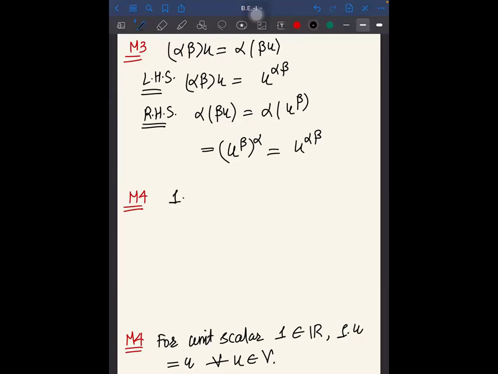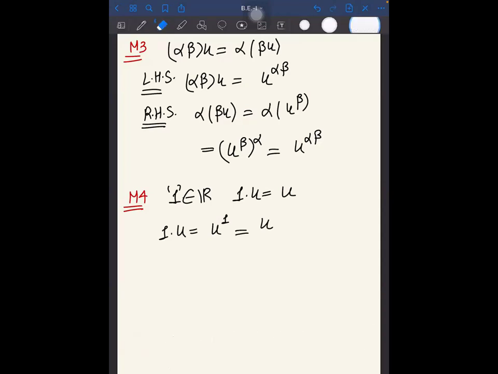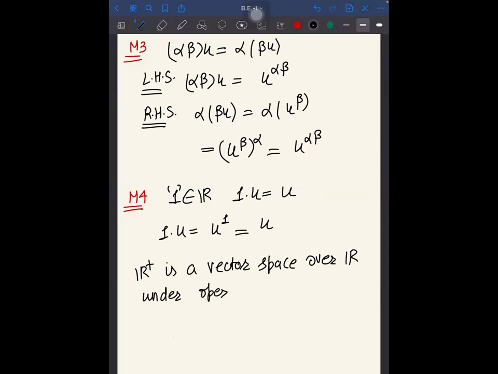So the last one: 1 belonging to R, 1 times u should be equal to u. Take 1 u, that means u raised to power 1, that will still remain u. Now you can say that R plus is a vector space over R under operations, which are given to us. That means u plus v is equal to uv and alpha u is equal to u raised to power alpha. You're with me?